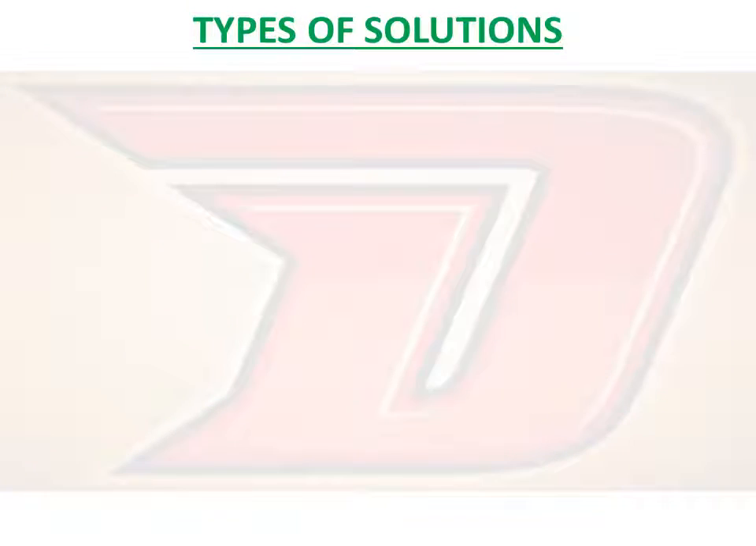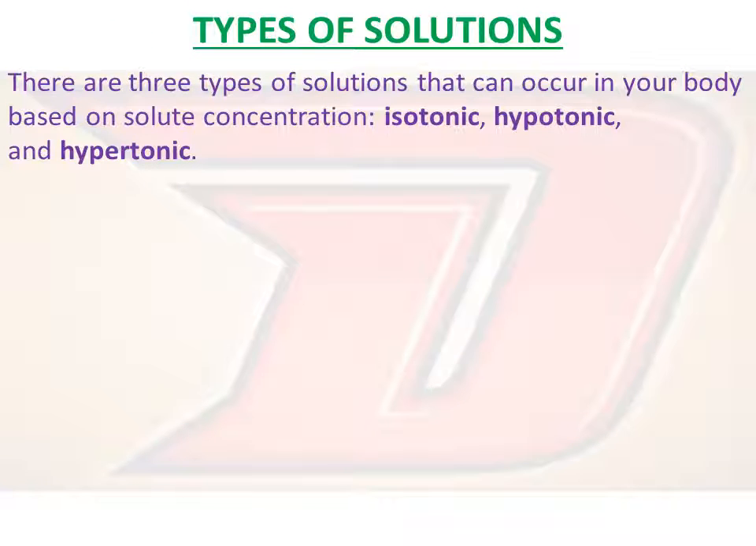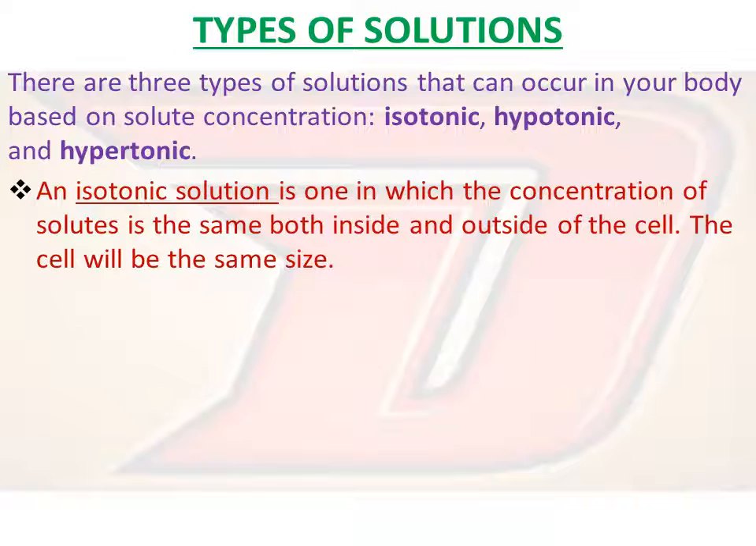Now we will discuss the types of solutions. We know that there are 3 types of solutions that occur in your body based on solute concentration. You know these words, solute, solvent and solution, right? Solute means the content which is present in less quantity in a solution. Okay, so they are isotonic, hypotonic and hypertonic solution. Isotonic solution is the one in which the concentration of solutes is the same both inside and outside of the cell. Here the cell will be the same size.